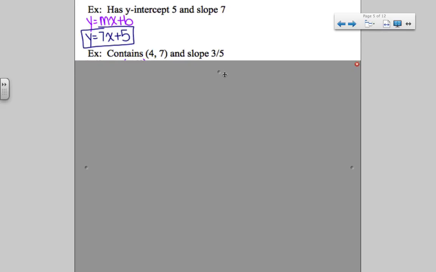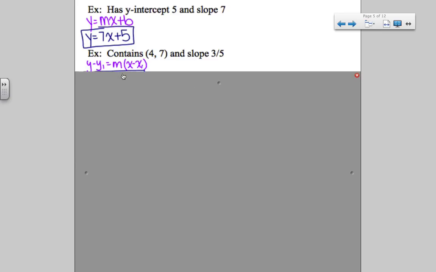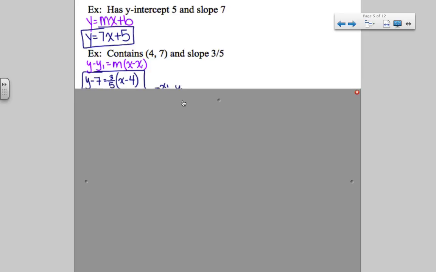So this next one contains the point 4, 7 and has a slope of 3/5. So we're given a point and a slope, so we want to use point-slope form. So that's your y minus y1 equals m times x minus x1. Remember, x1 and y1 is the point given, so your x1 is 4 and your y1 is 7. So let's substitute that in. We get y minus 7, right? All we did was substitute in 7 there, equals 3/5 times the quantity x minus 4.